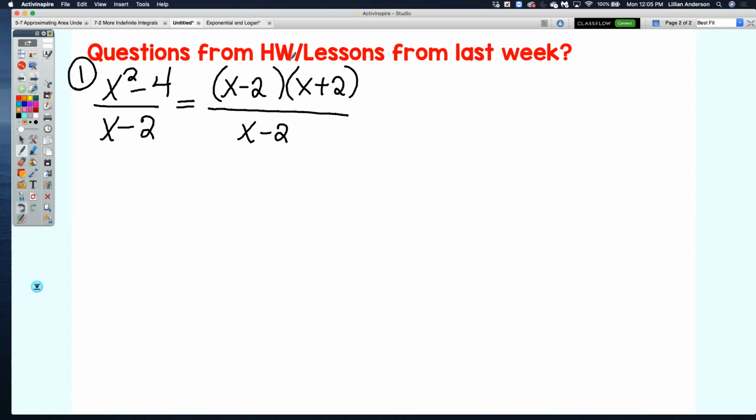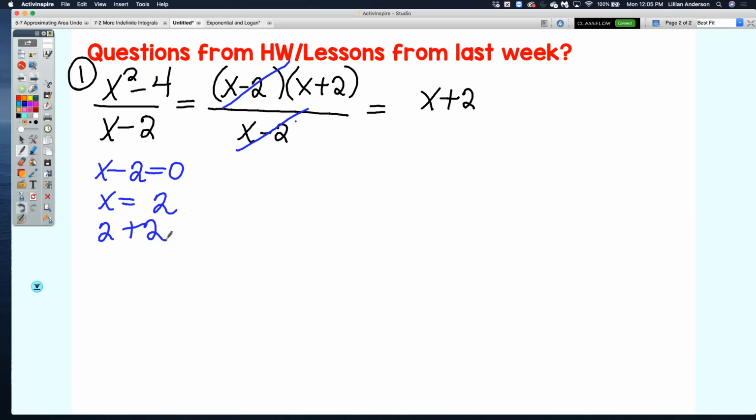So as we can see, we have a common factor that can cancel out, and we're left with x plus 2. Remember, you take the canceled out factor and set it equal to 0 to find the x coordinate of your hole, which is 2. You find the y coordinate of your hole by plugging the 2 into x of the simplified equation. So I have a hole located at (2, 4). All right.